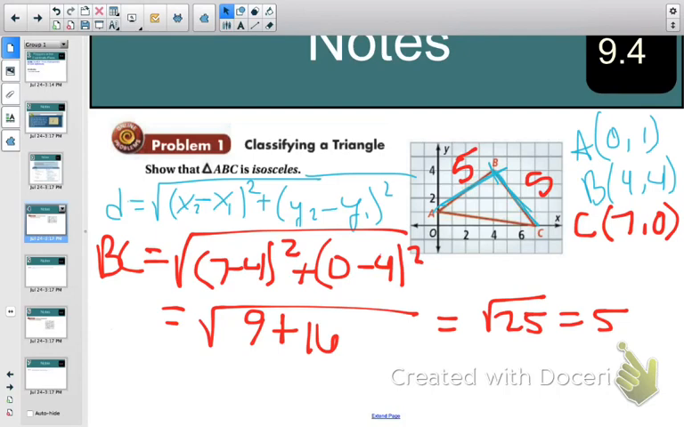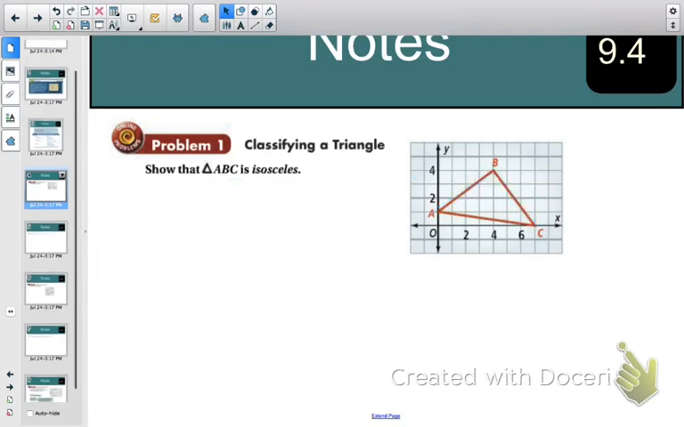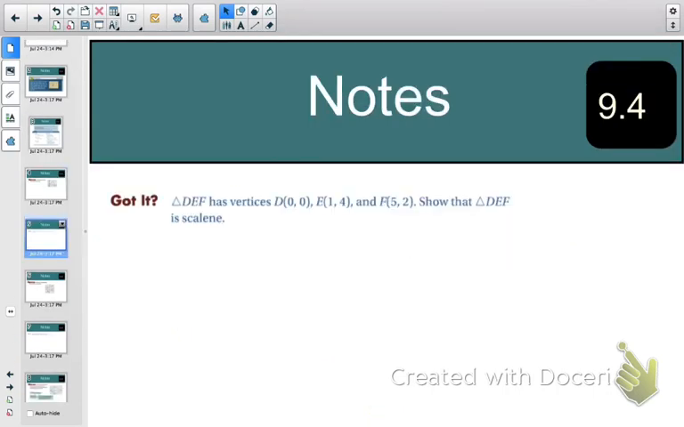So now we know that triangle ABC is isosceles, because two of the sides are the same. Okay, if the third side was the same, it would be equilateral, because all three sides would be the same.